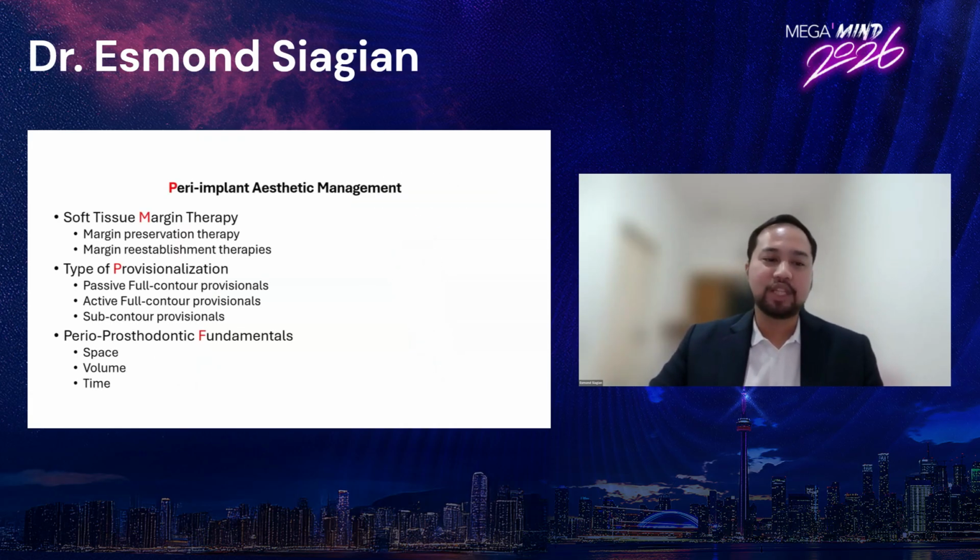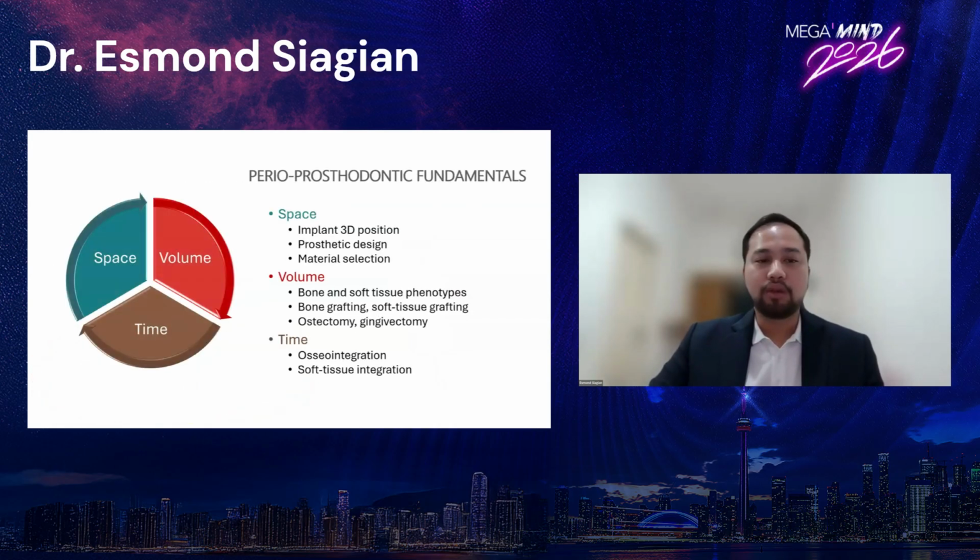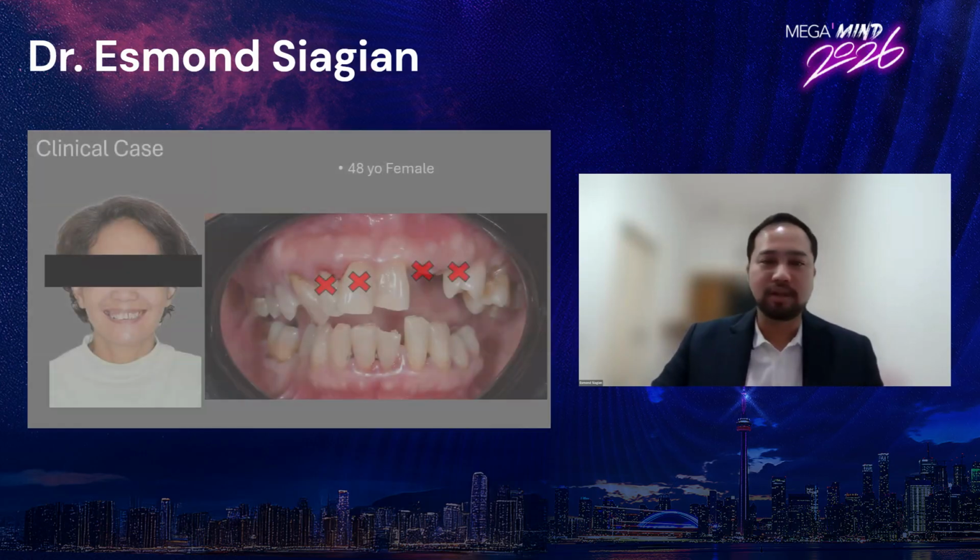And the last one is the perio-prosthodontic fundamentals. We can divide them into three categories: space, volume, and time. I believe we already understand space, which is the implant 3D position and the material selection, etc. The volume is about the bone and soft tissue phenotypes. That will decide when we need bone grafting or soft tissue grafting, or instead we need to do gingivectomy with or without ostectomy. And the last part is time. Time is osseointegration time and soft tissue integration time. And time is what I don't have now, only 50 minutes. So maybe next time I will dig deeper into this discussion.